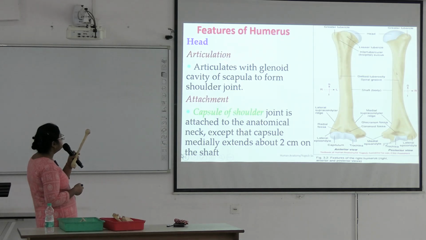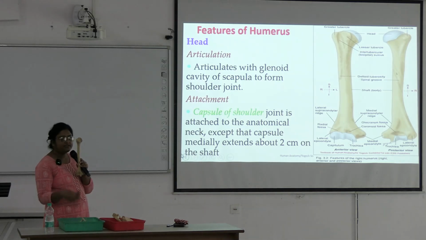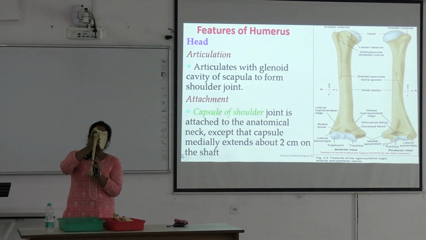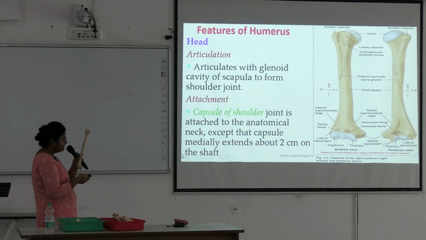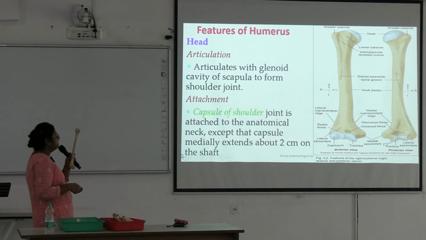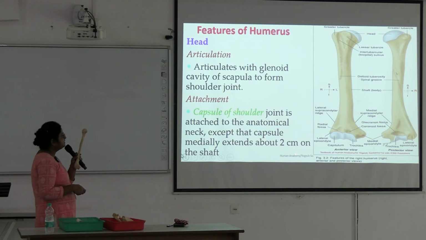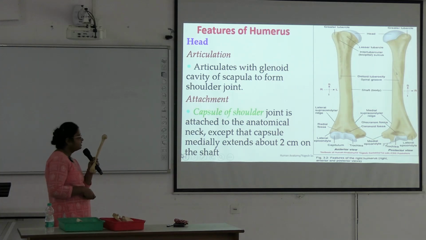Okay, so articulation: the head articulates with the glenoid cavity of the scapula to form the shoulder joint. You will see tomorrow like this. Head articulates with the scapula to form the shoulder joint. Attachment: capsule of the shoulder joint. It is attached to the anatomical neck, except that the capsule medially extends about 2 cm on the shaft.